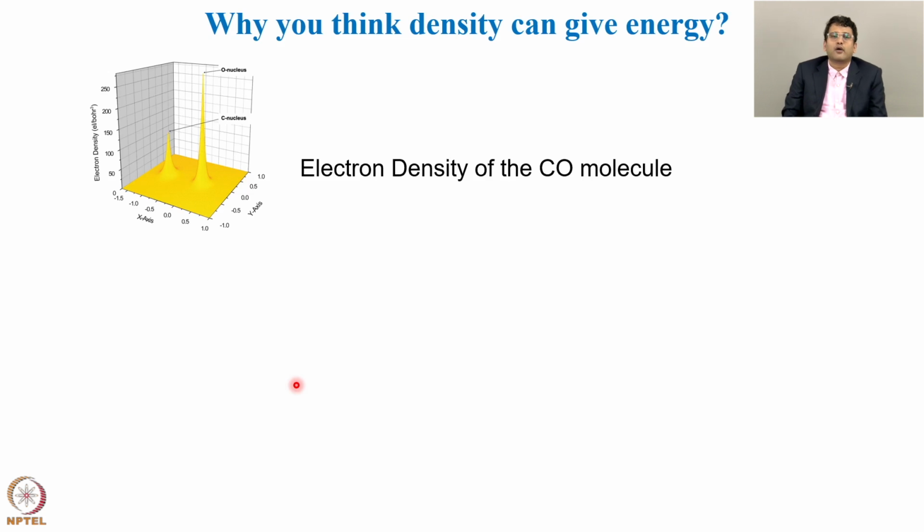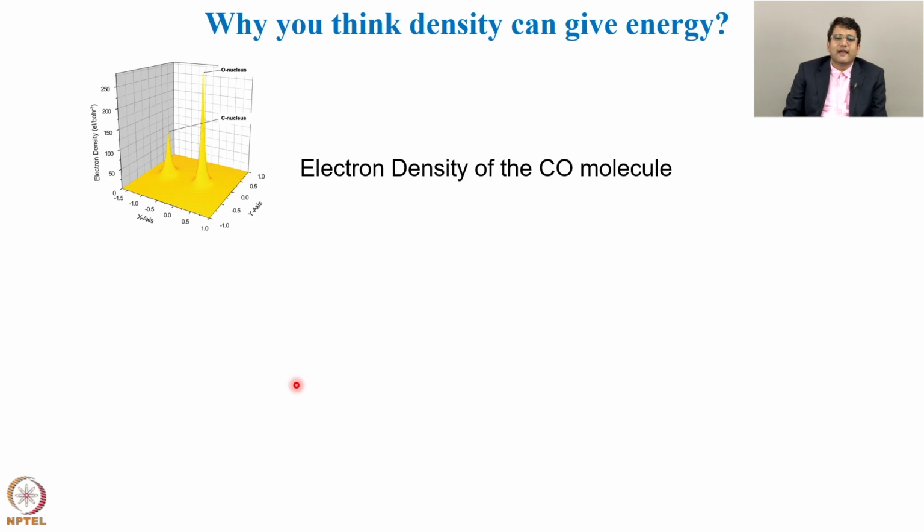Now, we were discussing that life will be very good if I can write the energy as a functional of density. So, I will give the density as an input and it will give me the energy as an output. The definition of a functional works here. I will give the density, which is actually a function of position, and a scalar energy value will be my output. Now, why do I think that will work?